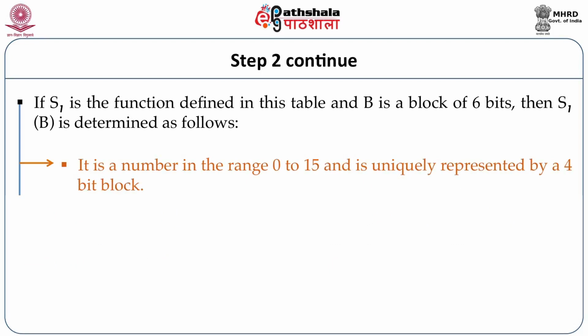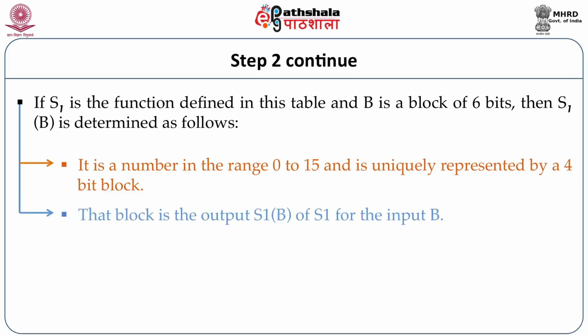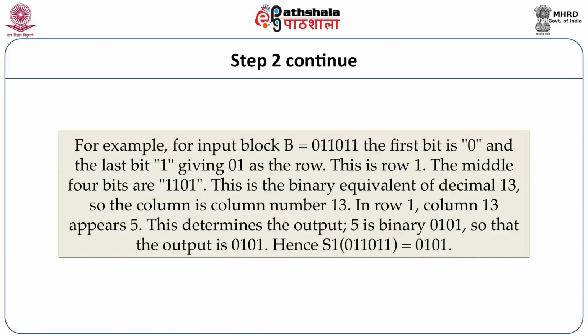What I said, let me repeat for you. Let's take the first bit and last bit of the 6-bit input of the S box, and that represents the row, and the middle 4 bits represent the column number. So when you look at the S box, find the particular row and column according to the input you have received. For example, the input to the block B is 0, 1, 1, 0, 1, 1.